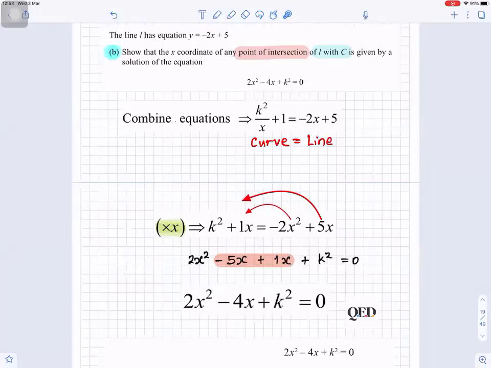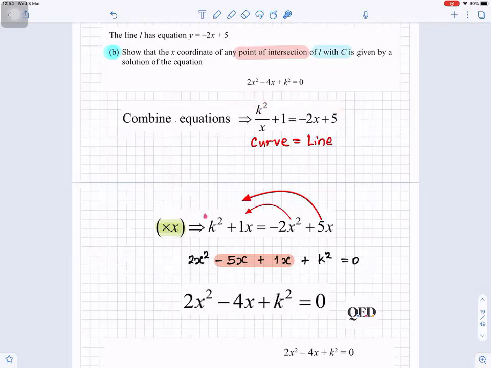The line L has equation y equals minus 2x plus 5. Show that the x coordinate of any point of intersection of L with C is given by the solution of the equation. So we want to combine equations. k squared over x plus 1 is the curve, and minus 2x plus 5 is a line. So the curve and the line, we make them equal. The curve equals the line. So to get rid of the x in the denominator, we times this by x, times this by x, times this by x, times this by x.